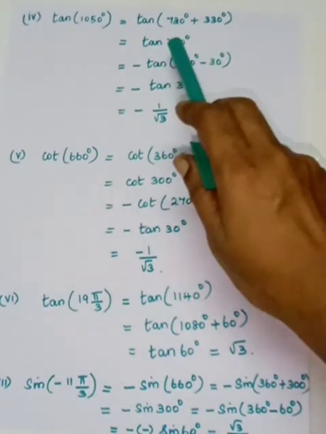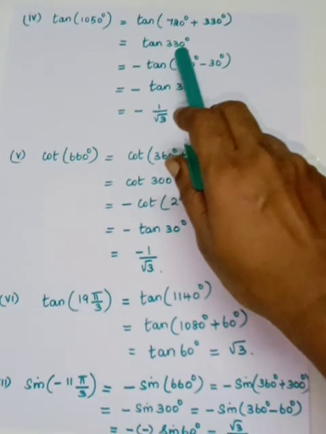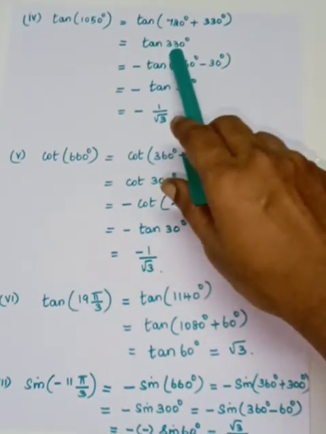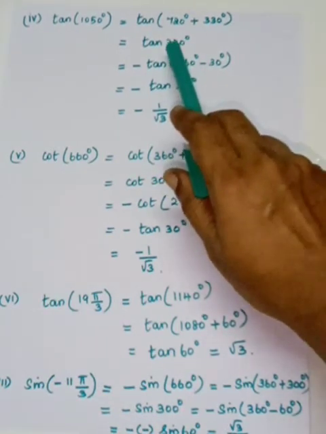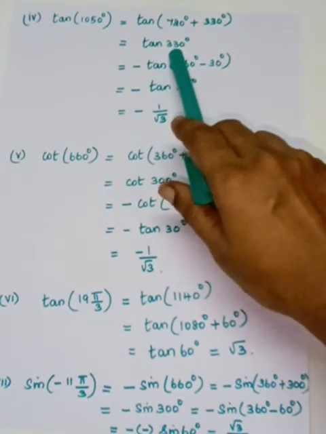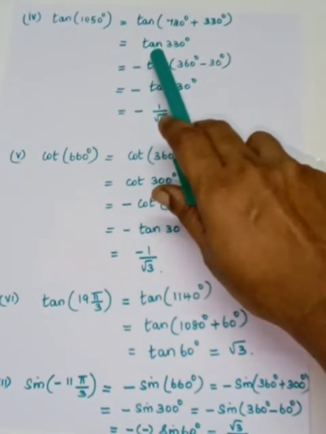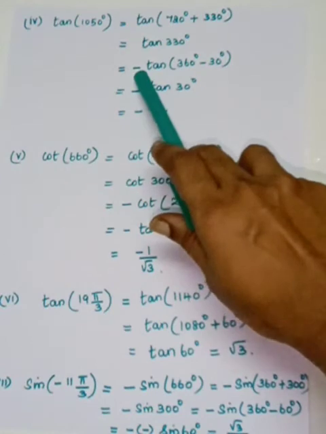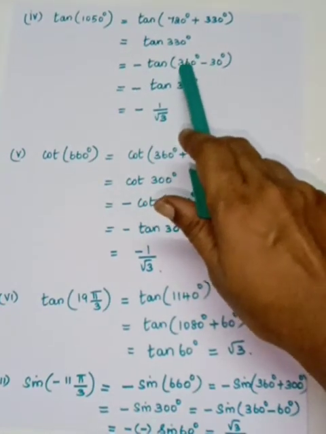Okay, see now, this 330 degree, how is it? It is less than 360 degree. It lies in the 4th quadrant. In the 4th quadrant, tan is negative. So that's why I have written minus tan. After that, you have to see it is a 360 degree.